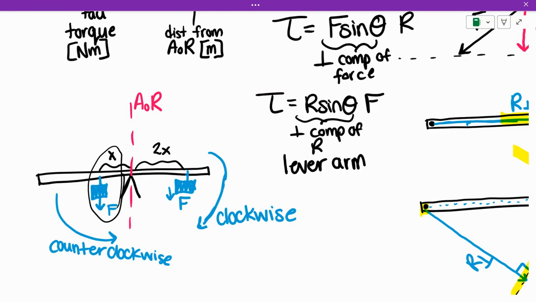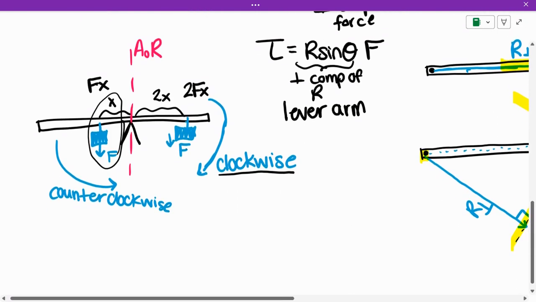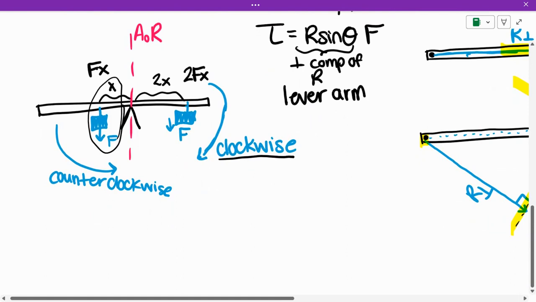And these are both perpendicular, so I'm not going to worry about sine theta. So this is producing a torque of Fx. This side is producing a torque of 2Fx because it is twice the distance away. So since these torques are not equal, this system is not going to be balanced and it's going to rotate in the direction of the larger torque. So this system would rotate clockwise. And we say that that causes an angular rotation, or an angular acceleration, I should say.